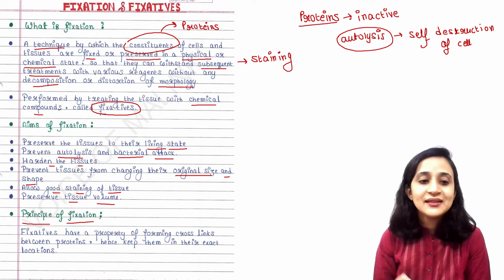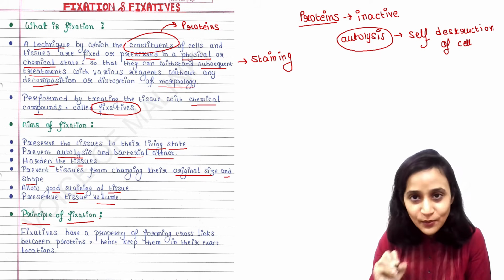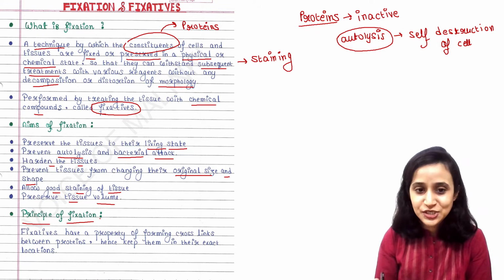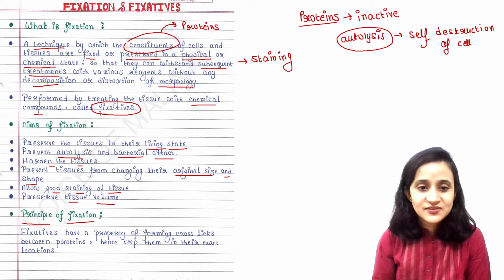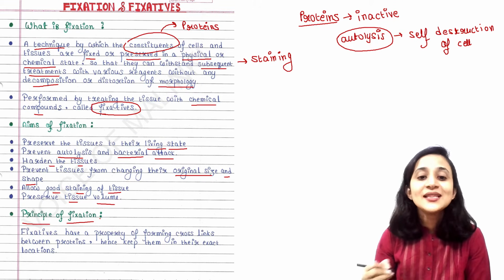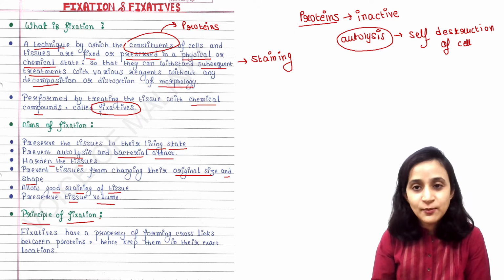Hence keep them in their exact locations. So here I have told that we need to fix the proteins in their exact locations. So to keep them fixed, we will add fixatives. And what fixatives do? They cross-link different proteins.